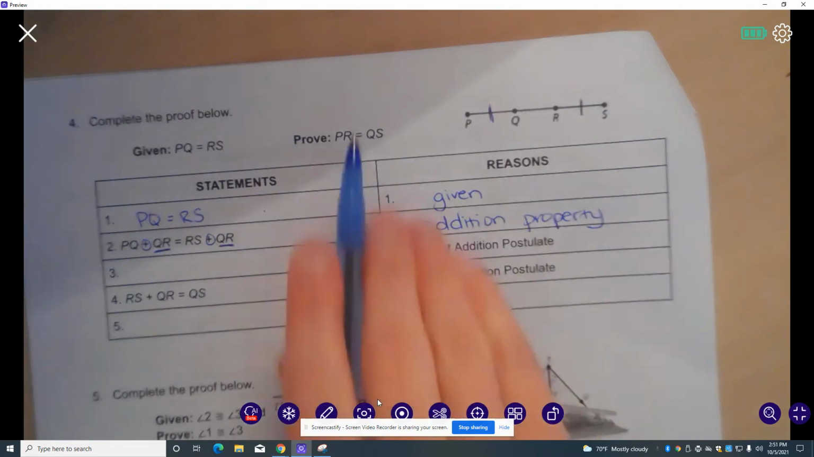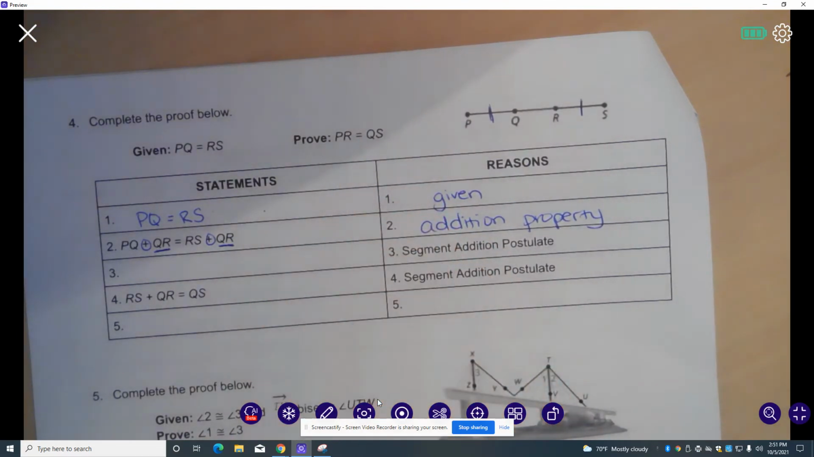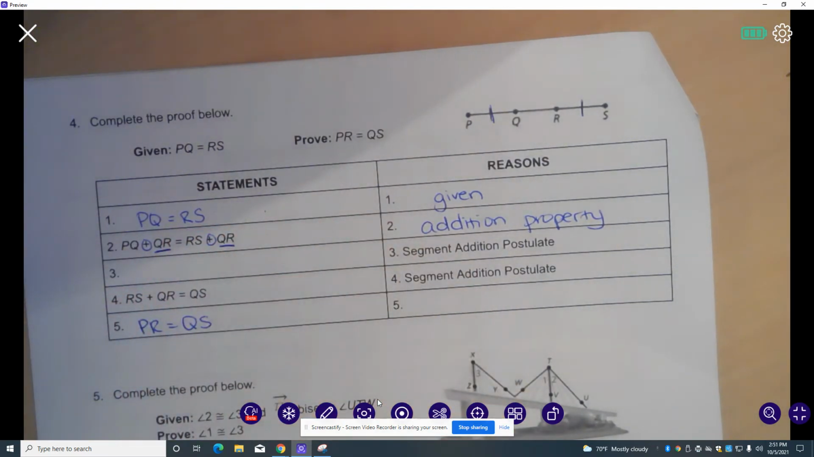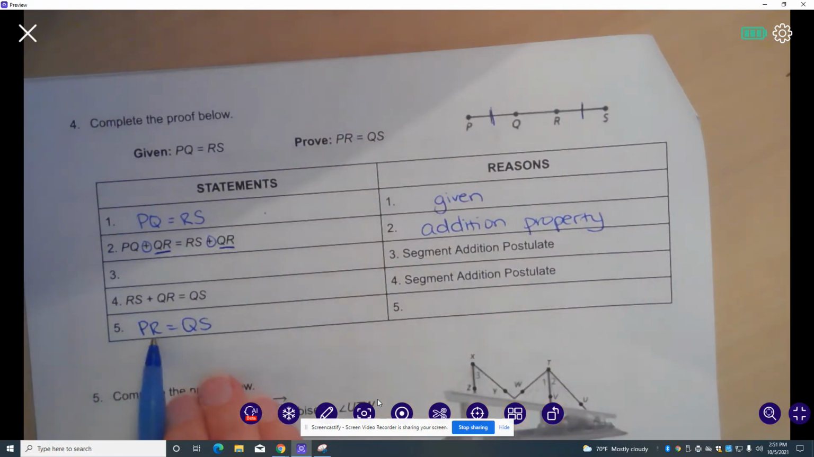One thing I realized is I want to go ahead and put what I'm trying to prove as my last step: PR is equal to QS. If I look at my proof so far, I don't have anything to do with PR yet. But I need to get it in there somehow in order to work my way to proving that PR equals QS. I know that reason 3 is the segment addition postulate, so I bet we're going to be using the segment addition postulate with segment PR.